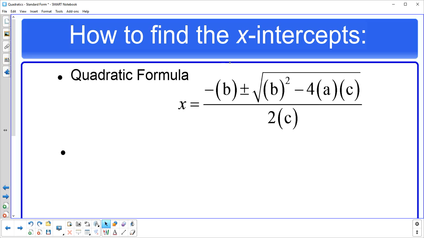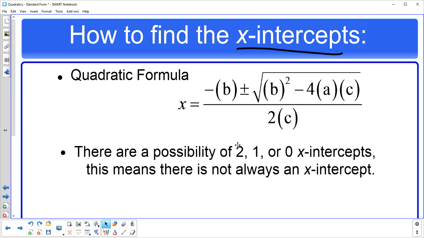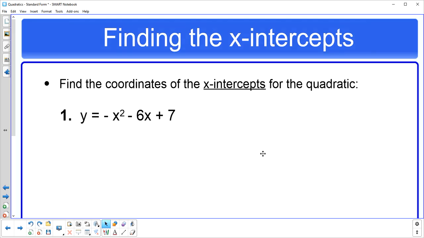Then to find our x-intercepts, we are going to plug into our quadratic formula. That's how we find our x-intercepts. And once we simplify that, remember there could be a possibility of 2, 1, or 0 different x-intercepts. Now that doesn't mean that those are the actual numbers for the x-intercepts. That means that is how many different options there possibly are. We could have two different ones, one that is the same one twice, or 0 x-intercepts.